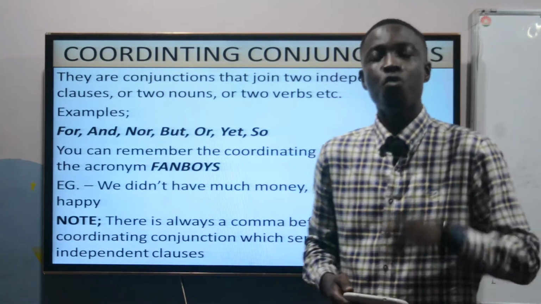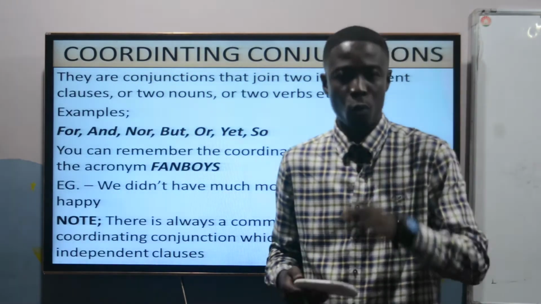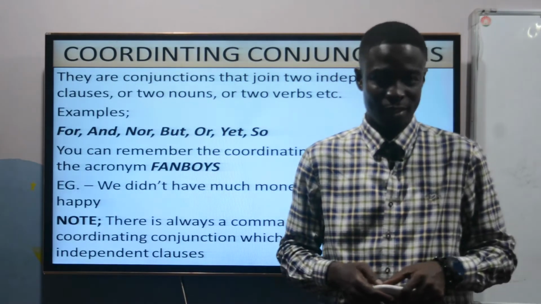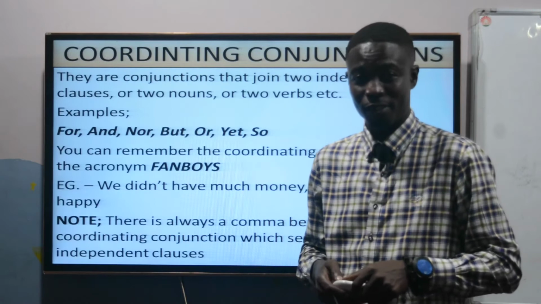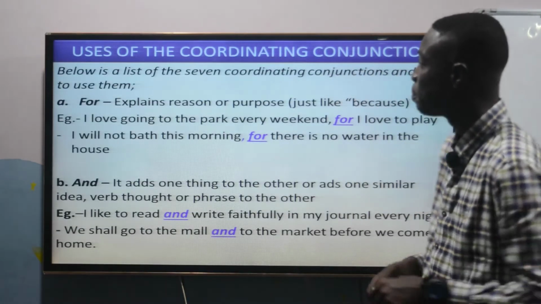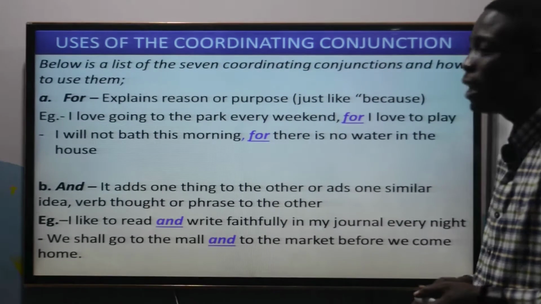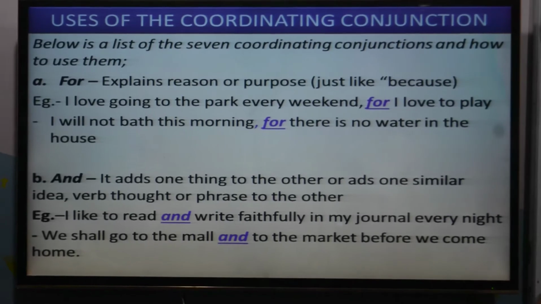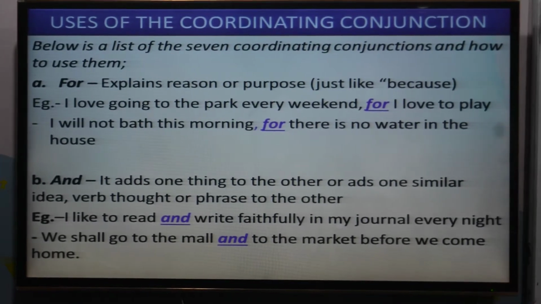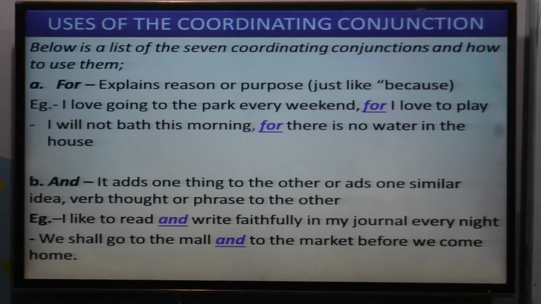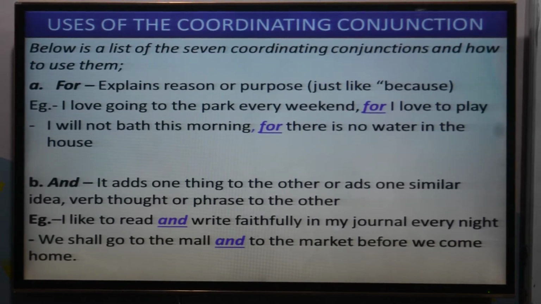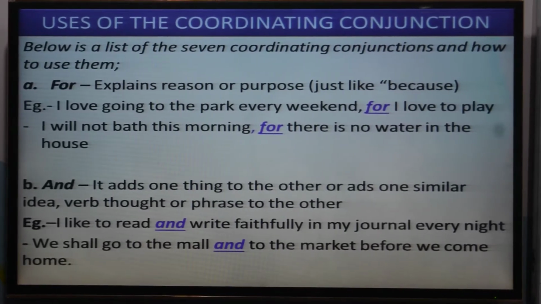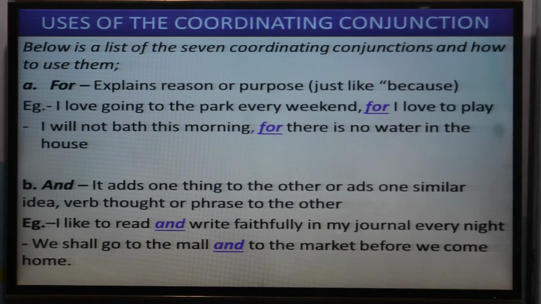All right, so we're going to talk about when and how to use any of the coordinating conjunctions. Let's take a look at them. Now, uses of the coordinating conjunctions. Below is a list of the 7 coordinating conjunctions and how to use them. We take them one after the other, then we explain what they mean in a sentence. So the first one is for.